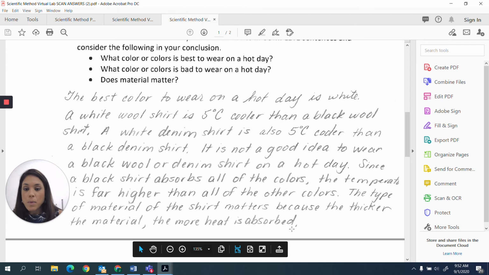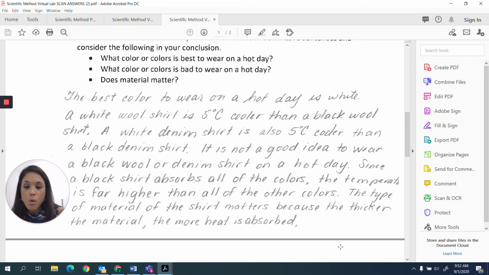The best color to wear on a hot day is white. A white wool shirt is 5 degrees Celsius cooler than a black wool shirt. A white denim shirt is also 5 degrees cooler than a black denim shirt. It is not a good idea to wear a black wool or denim shirt on a hot day. Since a black shirt absorbs all of the colors, the temperature is far higher than all of the other colors. The type of material of the shirt matters because the thicker the material, the more heat is absorbed.